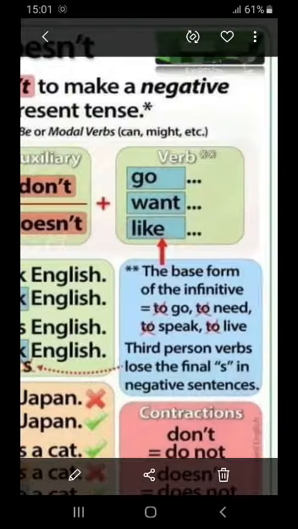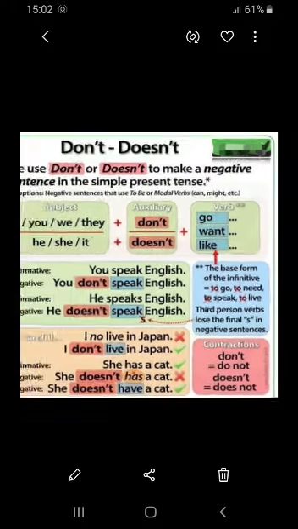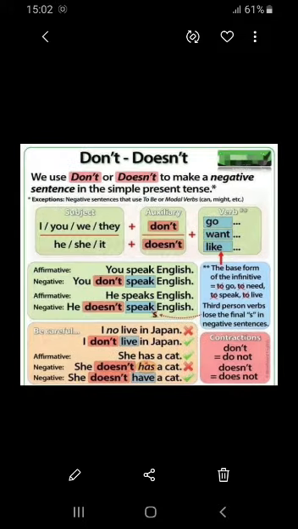Okay, and look at this notice. Don't. What is don't, or how we make don't? It is simply verb to do plus not. It is do not. And I make it in a short form, so I say don't. And for doesn't, I say does not. Okay, this we call it the contraction form. I hope that it's clear.